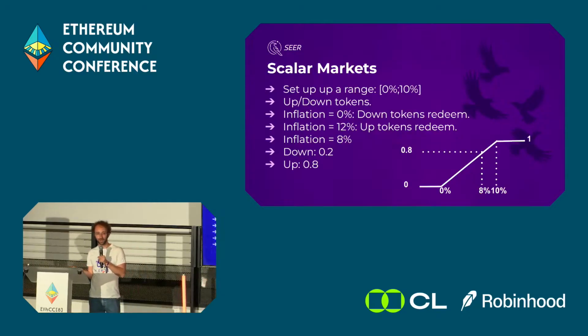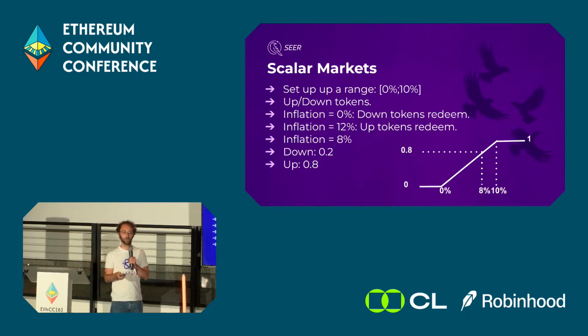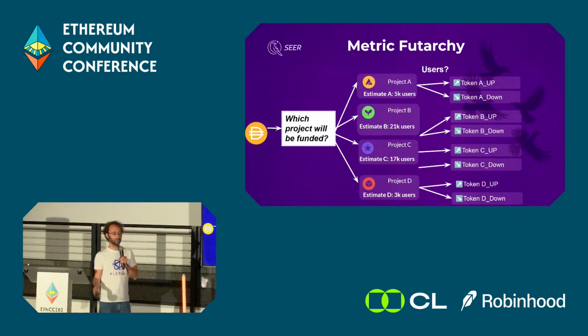Okay, remember the scalar market. Most of the time, we don't optimize for a specific outcome. Most of the time, we want to optimize for metrics. So if you combine all of that together, let's say you launch a new chain, you want to get users on your chain, and you have a bunch of projects which are coming to you, and they say, hey, can you give me some grant? And I will bring you some users because of what I'm going to build on your chain. You can make a first market, which is which project will be funded.